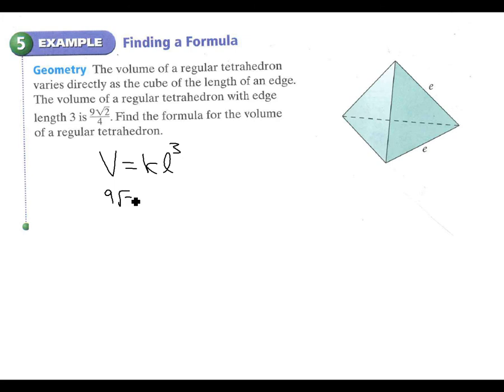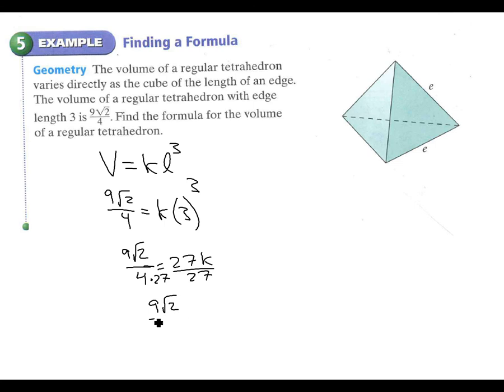And so if they tell me the volume is 9 root 2 over 4 when the length is 3, let's jump in there and figure out what the K is, okay? So the cube of 3 is 27. 9 root 2 over 4 equals 27K. And so we'll divide by 27. And so dividing by 27, it's going to end up in my denominator there, so I'm just going to put it right down there. And so 27 times 4 is 80 plus 28, which is 108. 9 root 2 over 108 equals k.